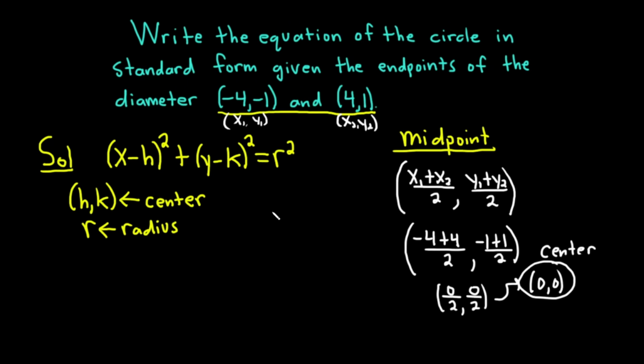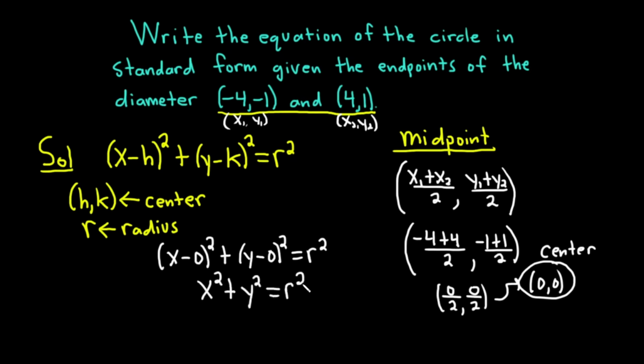Now that we have the center, we can just plug it in. Let's go ahead and do that. We'll get parentheses x minus 0 squared plus parentheses y minus 0 squared equal to r squared. X minus 0 is x, so we just get x squared plus, and then y minus 0 is y, so we get y squared equals r squared. All we have to do now is find r.